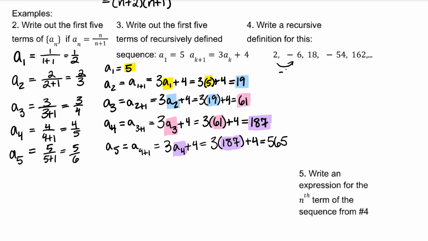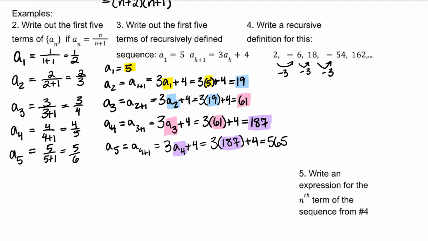From 2 to -6, I can multiply by -3 or subtract 8. And from -6 to 18, multiply by -3. Okay, it looks like this is a geometric sequence, because it has a common ratio, a number that you're multiplying each term by to get the next term.